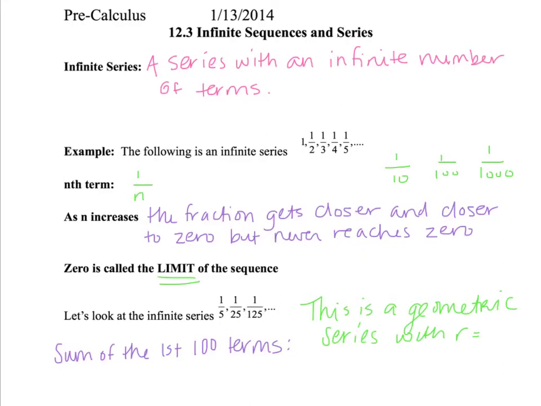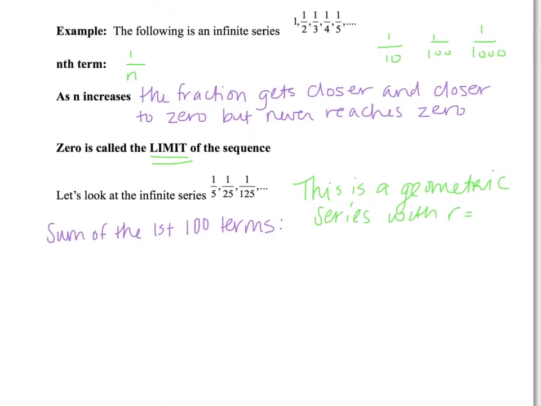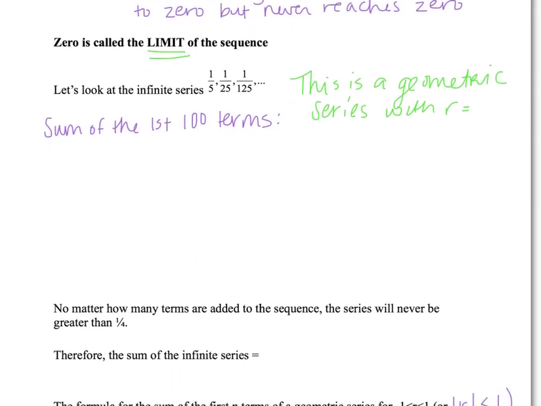If you go on to calculus, you'll talk a lot about limits and how series approach different numbers. But for now, we're just going to look at how to find the sum of infinite series. Looking at this infinite series, 1/5, 1/25, and 1 over 125, we can see that this is a geometric series. To get from one term to the next, we're multiplying by a fifth. So this is a geometric series with r, the common ratio, equal to 1/5.